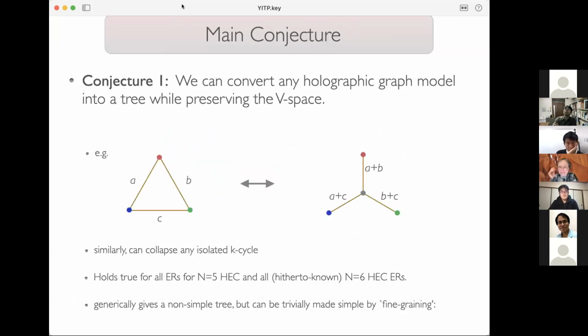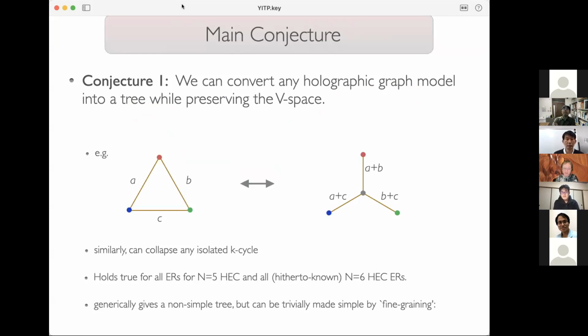Now, I said that simple tree graphs are nice, but what does that have to do with the configurations that we're interested in? So here's the main conjecture that we have lots of evidence for but haven't proved, on which the main result is based, on which the main result assumes. The conjecture is the following. The conjecture is that we can convert any holographic graph model, or really what we need is just extreme ray graph, into a tree graph while preserving the V-space, or even preserving the entropy vector.